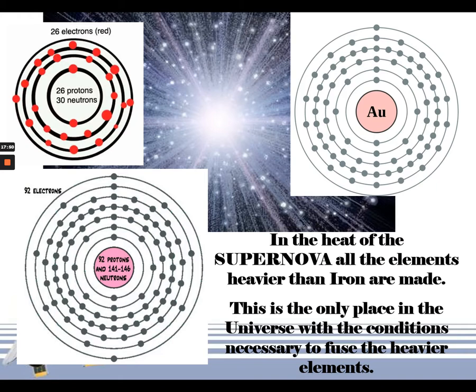Okay, so what about the other elements? Gold, for example. You've got uranium there. They can only be made in a supernova. The fact that we have elements on this Earth heavier than iron means that we have come from a supernova. There was a giant star that existed that has exploded in a supernova, and from the nebula that was left over, our solar system has formed. And we know that because our solar system has elements heavier than iron.